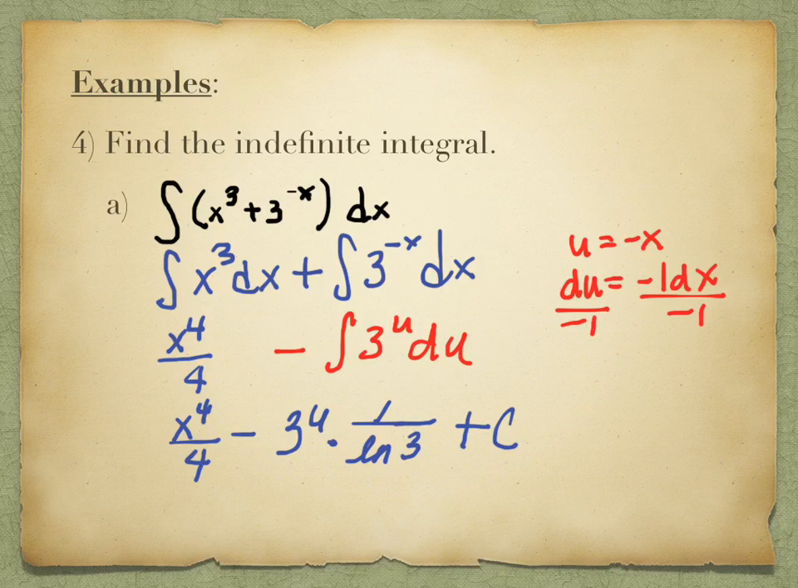This is a terrible way to stop the problem because I've got u's and x's all in the same step. For different reasons, of course, and that's okay, but I can't stop there, right? So I would rewrite this as minus 3 to the negative x, and I'll write it all in one step, over the natural log of 3 plus c.